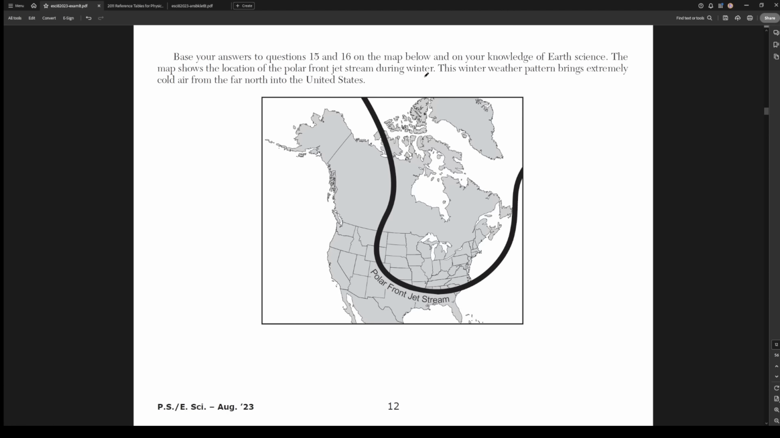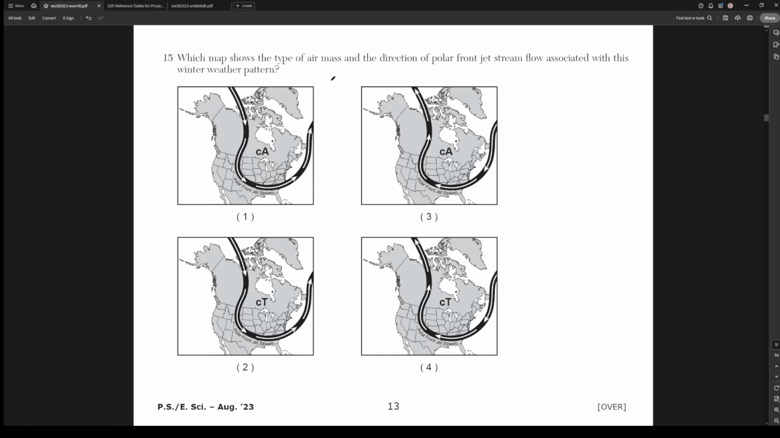All right, we got a polar front jet stream, and it says it's during the winter. It brings extremely cold air from the far north to the United States. So essentially the wind's blowing this way, and then it comes down here, and then it zooms back up here. So we get this cold air that's coming down from Canada. Oh, I just gave the answer. So the only thing that's different, so we got our arrows, which is here and here. So this one's wrong and this one's wrong.